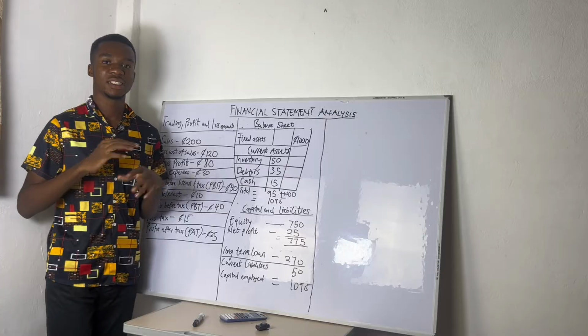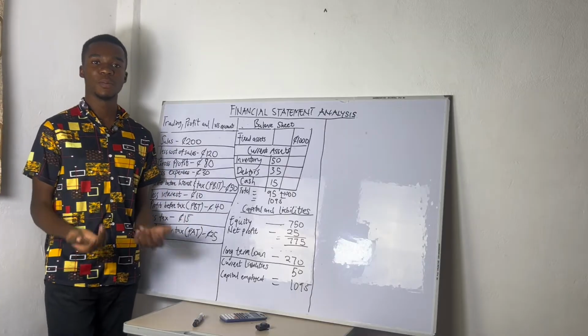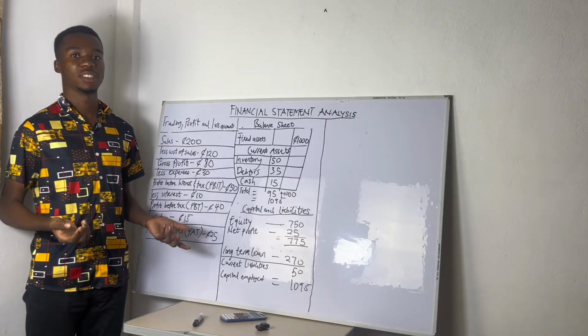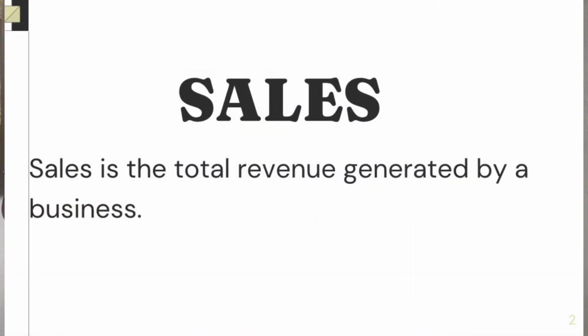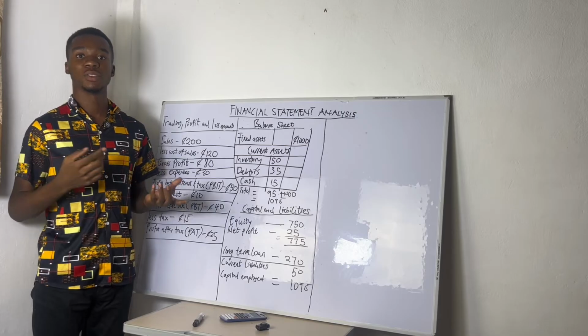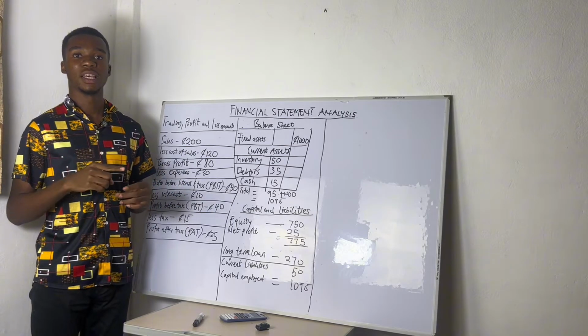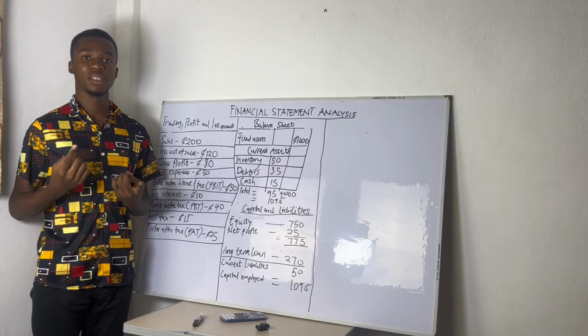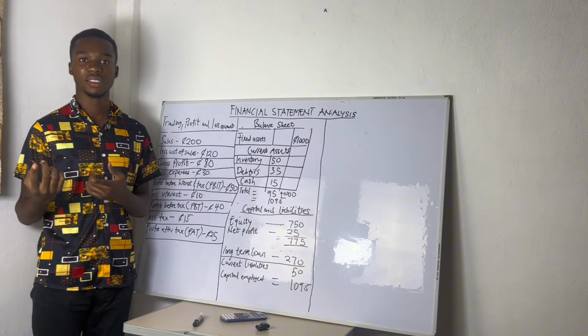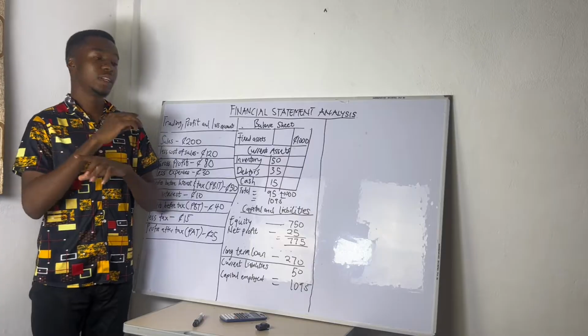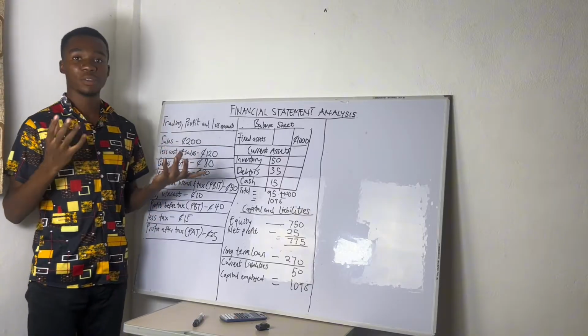So the sales is, everyone knows sales. If you go to a company and they say, today they made sales of 200 cedis, it means everything they've sold, or their total revenue, is 200. So if I'm selling, let's say, 10 bottles of water, and one bottle of water is 1 cedi, it means my total sales is going to be 10 cedis, because 1 times 10. So the sales is the total amount you are making.